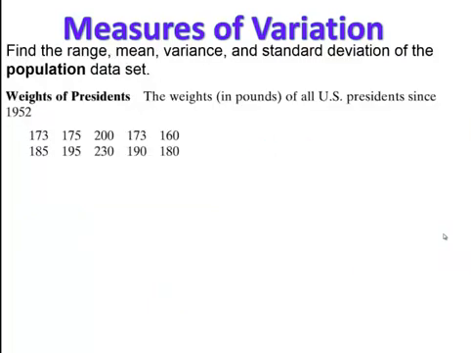Pause and try. So you should have gotten the range is 70, your mean is 186.1, your standard deviation or sigma is 18.4, and the variance here is 340.1.